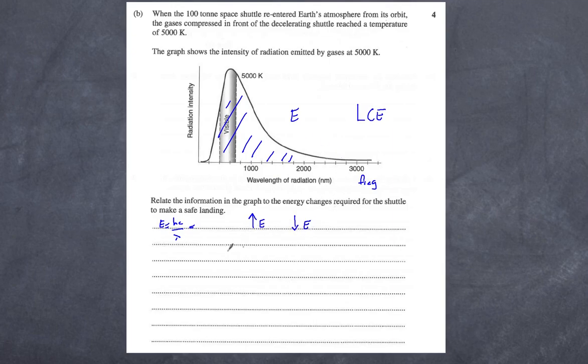That's needed to slow down. So we need to elaborate a little bit more. This is a clearer question. It's relating the information required to make a safe landing. So you need to be more specific than that to get that 4 marks.